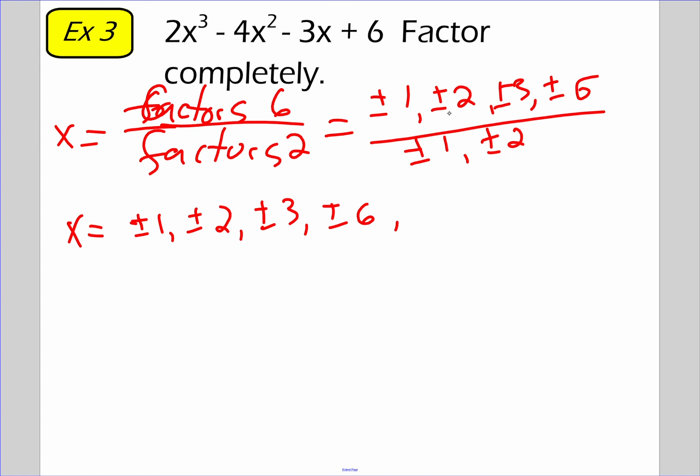And then we start looking at fractions. 1 over 2, plus or minus 1/2. 2 over 2 is 1. We already have that. 3 over 2 is not there. And then plus or minus 6 over 2 is 3. We already have that. So we have a lot of solutions here. And so how do we figure this out?